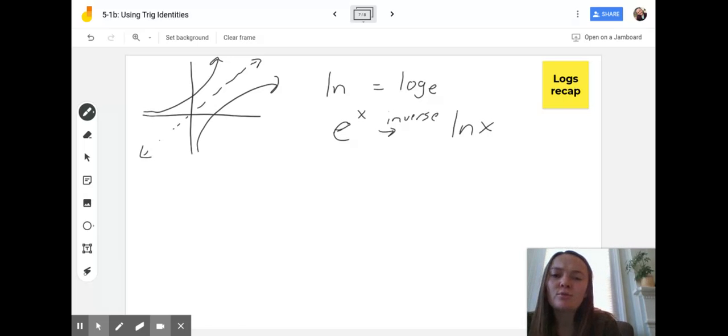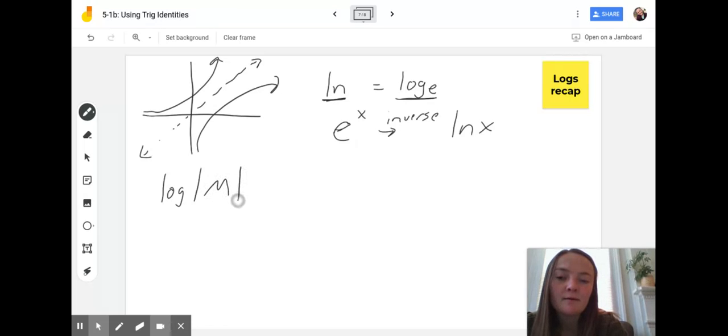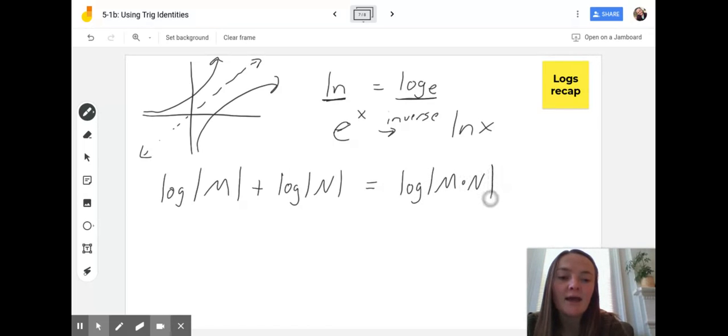So let's go over the 3 rules for logs. A natural log is the same thing as the log base e. There are some rules with logs. If I have the log of m plus the log of n, that is the same thing as the log of m times n. So we can see that if there is addition on the outside, it is equated to multiplication on the inside.